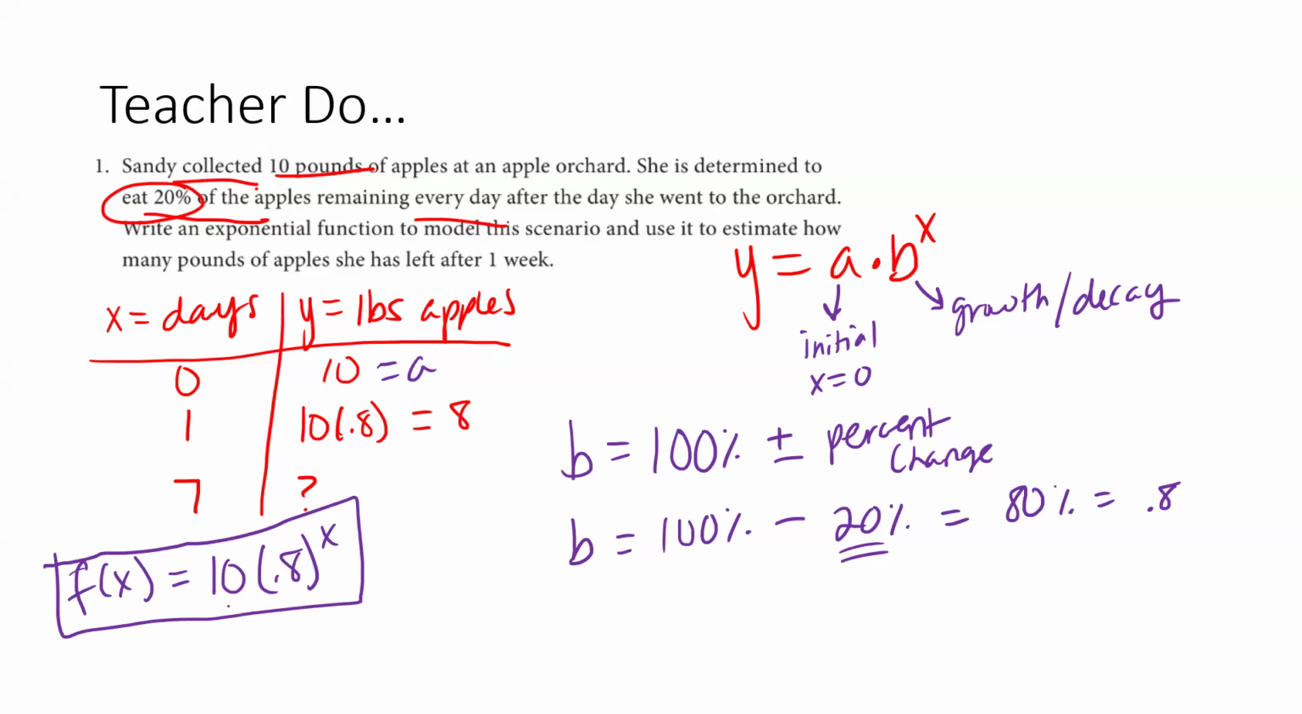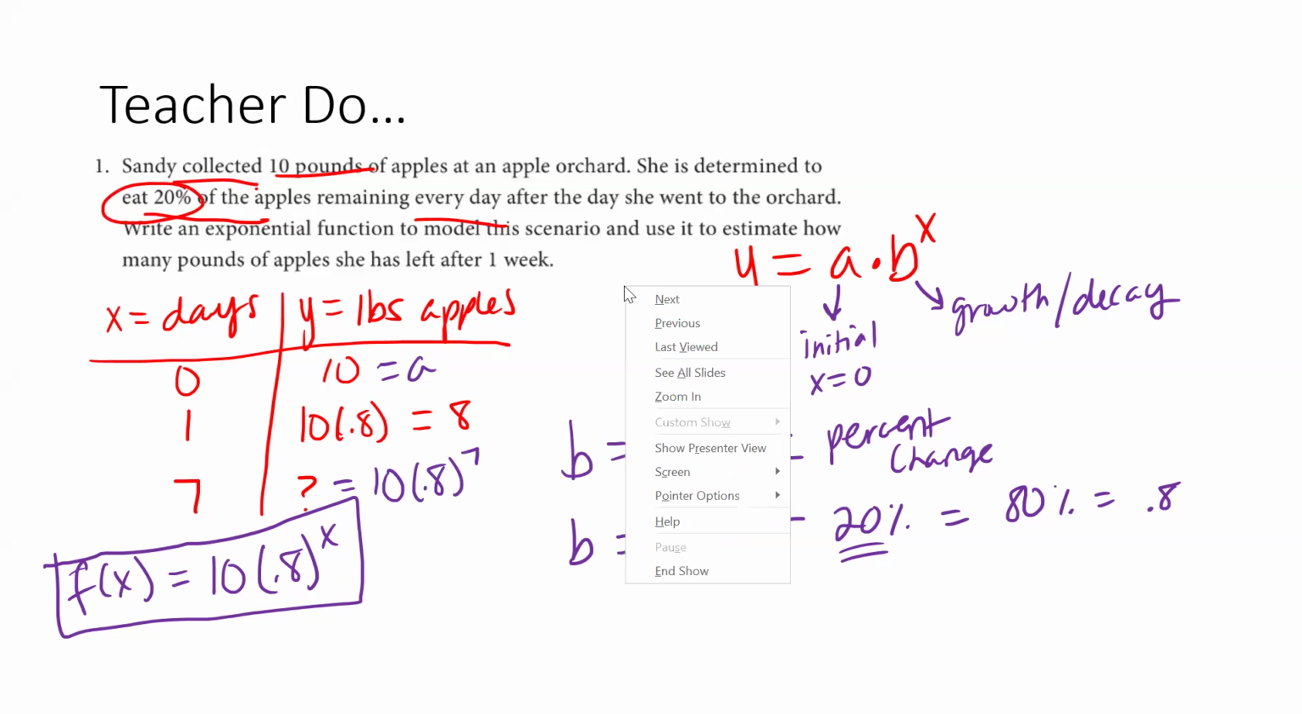That's a 7. So could I calculate how many pounds of apples she would have left after 7 days now without making a chart of me repeatedly multiplying? Yes? How do I do that? I'm going to plug it in. So to find at 7, this is going to equal 10 times 0.8 to the 7. So I'm going to go to my handy dandy calculator.